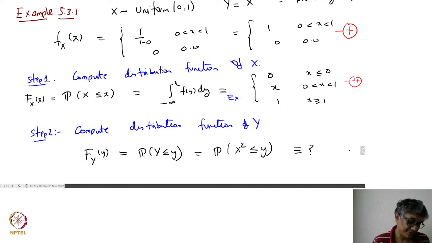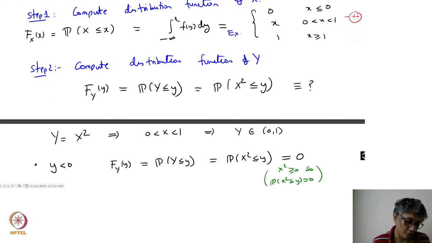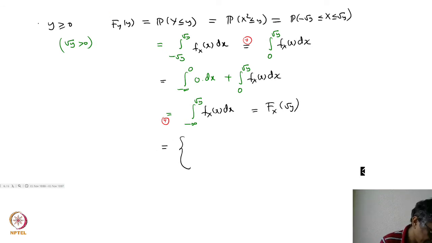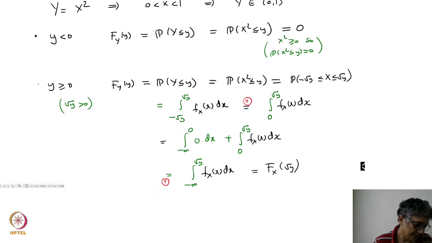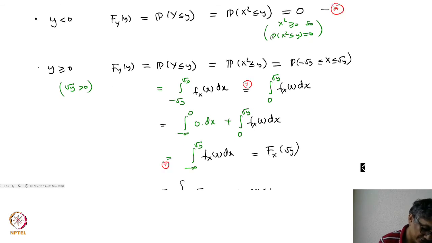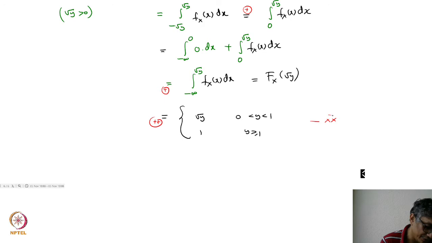In plus plus, what do we find? F sub X of root y was 0 if root y is negative, but root y is positive. So it's going to be root y when 0 is less than y less than 1, and 1 when y is bigger than or equal to 1. And let's look at this calculation right here. For negative y, we already know it's equal to 0. Let's call these star and double star. So star and double star will give you the entire distribution function.